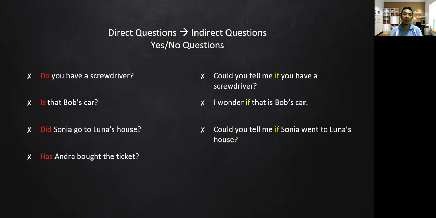The next one, has Andra bought the ticket? This is also a yes or no question. The answer is yes, he has, or no, he hasn't. Because it is a yes or no question, we use if. We use I wonder, could you tell me? Yeah, it's up to you what you want to use. I wonder, and then if, and then a statement. Andra has bought the ticket. Okay, that's yes or no question.